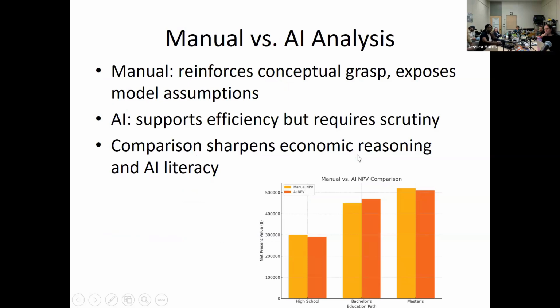Okay, so for the manual versus AI, it could look like this. So manual being the yellow and then the AI being this. AI could calculate your NPV lower than what it actually should be or more, depending on how you prompt it. But you would only know there's a difference if you actually did the manual calculation.